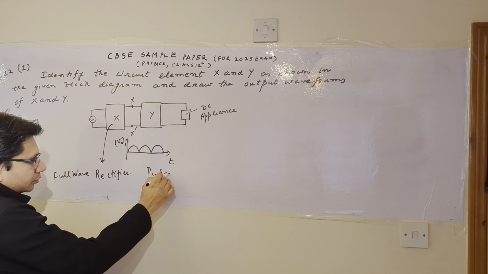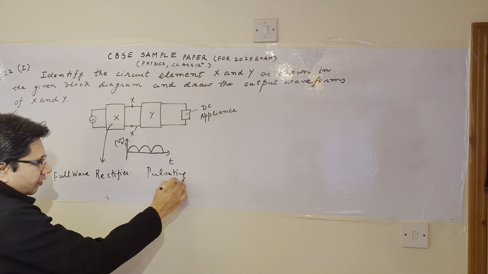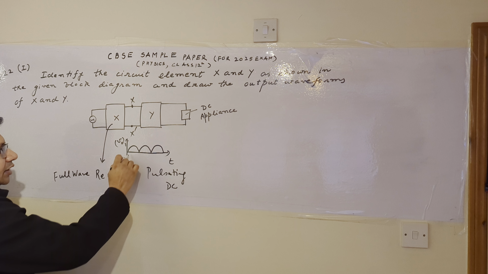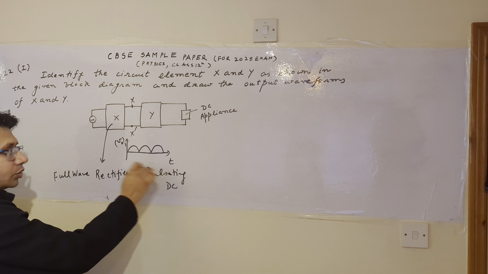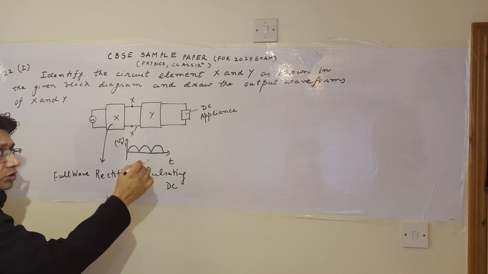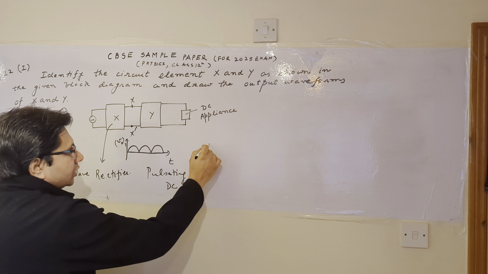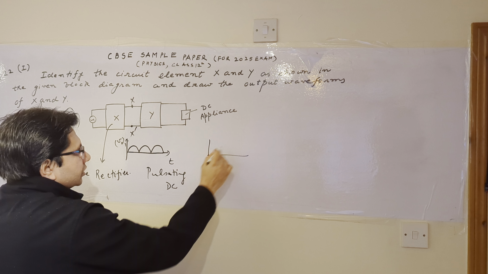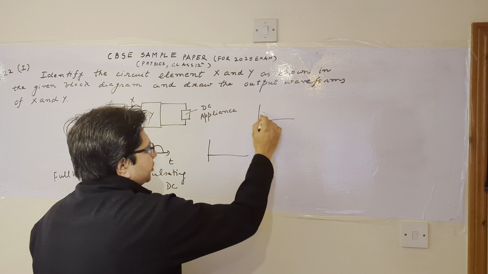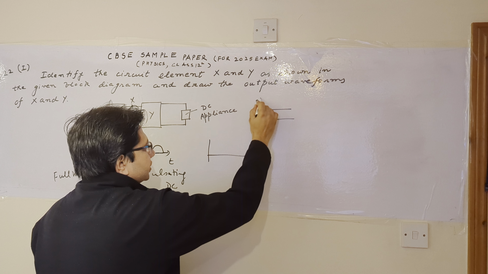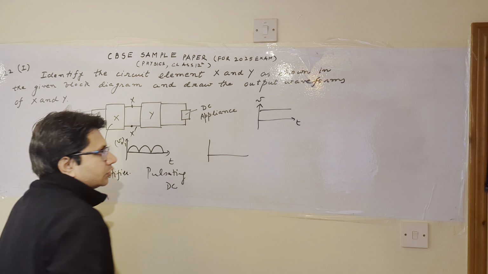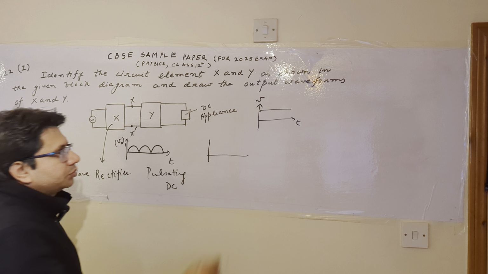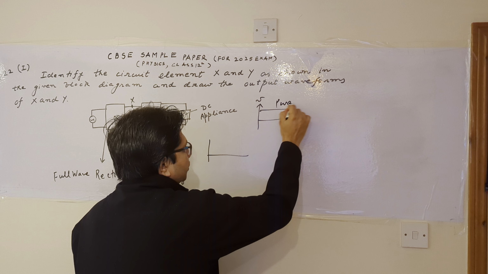This is the pulsating DC. Pulsating means it is in the form of pulses, not the pure DC which we want, because the appliances need the pure DC. Now the pure DC is the ideal case. Pure DC looks like this. This is the voltage versus time waveform for the purest form of the DC, pure DC.